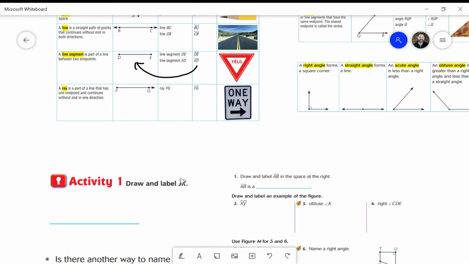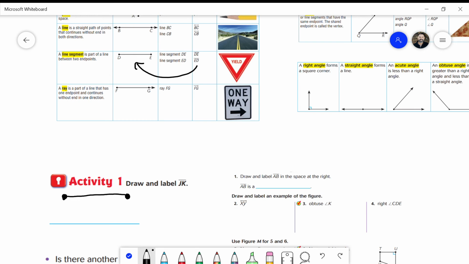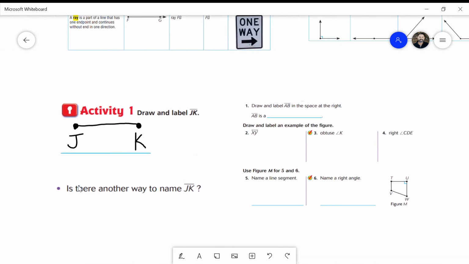It's line segment JK. So if I go ahead and draw that, I'm going to draw two points with a line connecting them, and then underneath it, one is J and the other is K. And then another thing to do is understand that I can actually draw it a little differently, but it's referring to the same line segment.